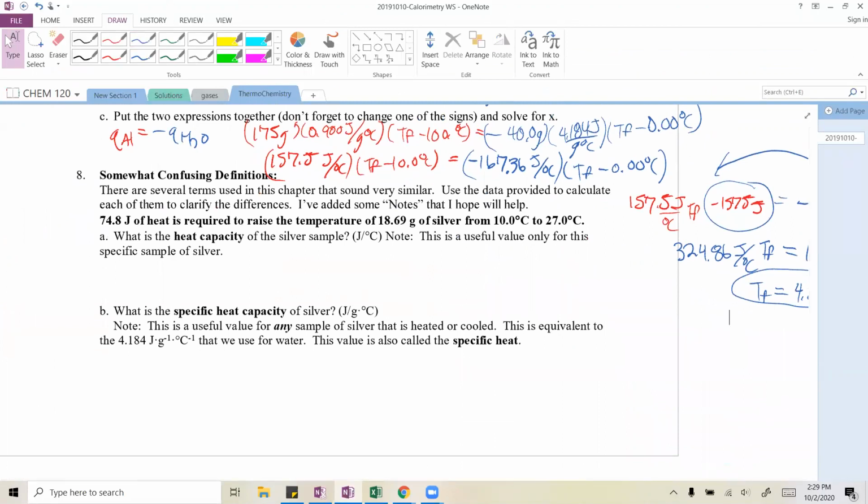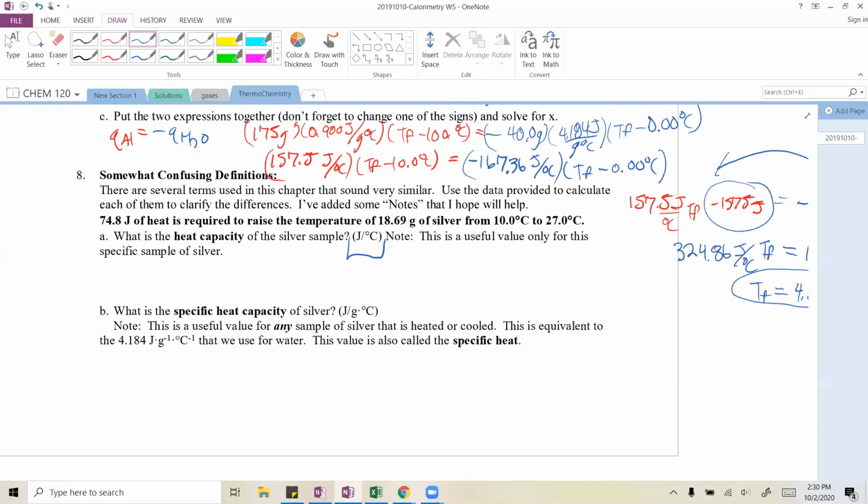Now, there are some confusing terms that get introduced here, and we just want to make sure that we're paying attention to them. One of them is that 74.8 joules of heat is required to raise the temperature of 18.69 grams of silver from 10 degrees Celsius to 27.0 degrees Celsius. It wants to know what is the heat capacity of the silver sample. And remember, its units for heat capacity are joules per degree Celsius. That value is useful, but only for this specific sample of the silver.